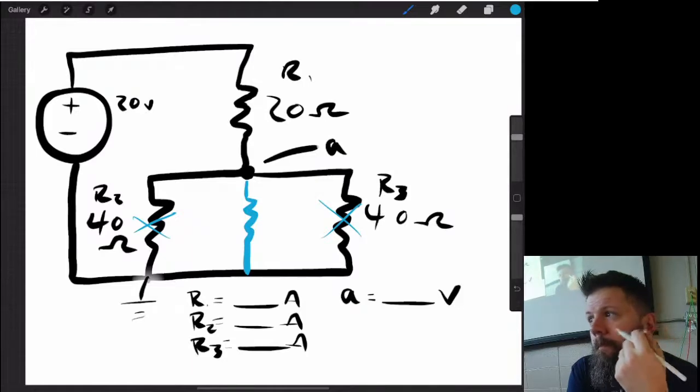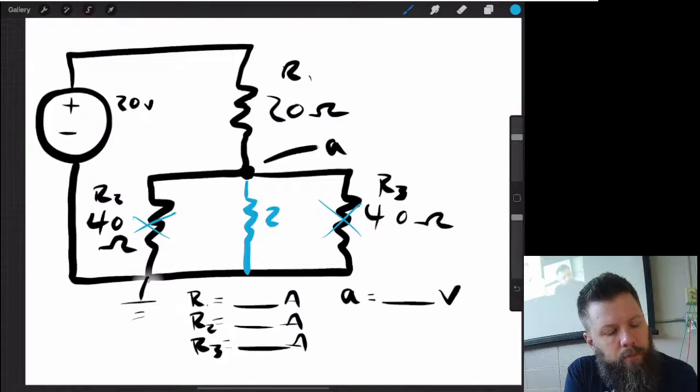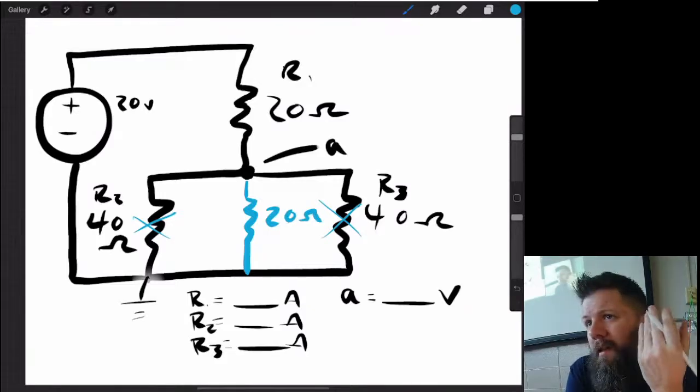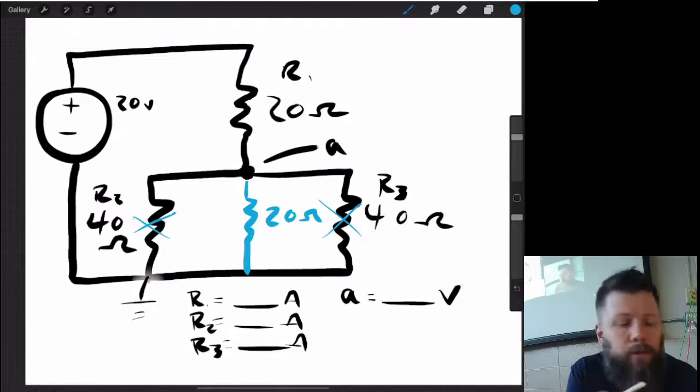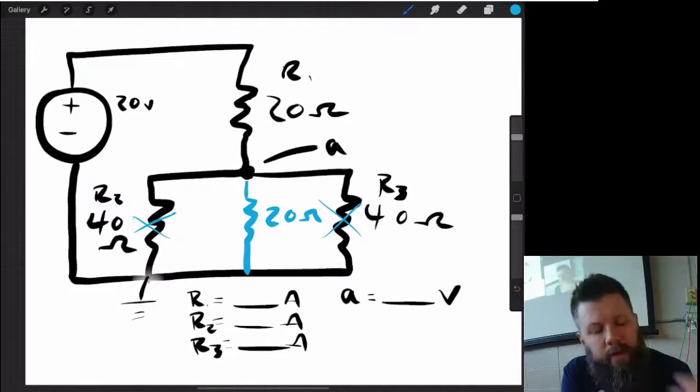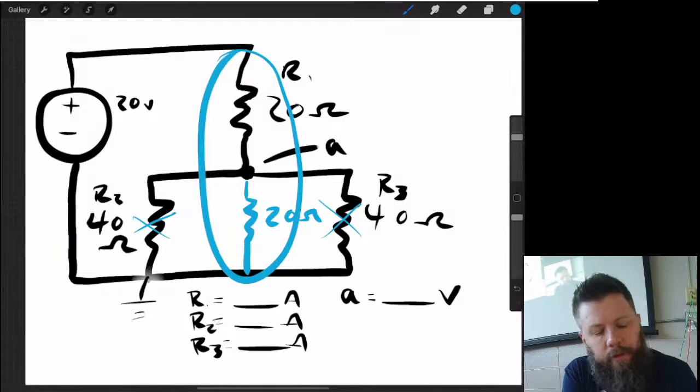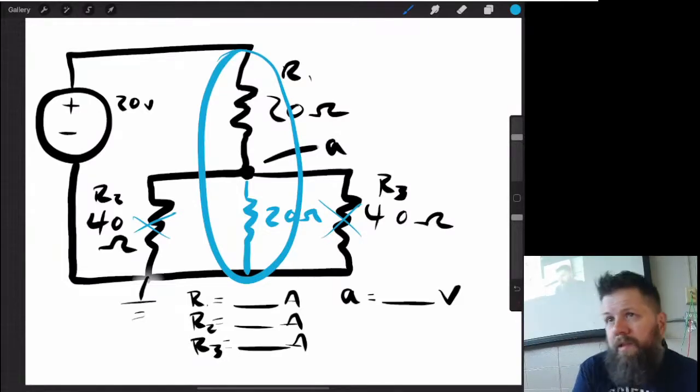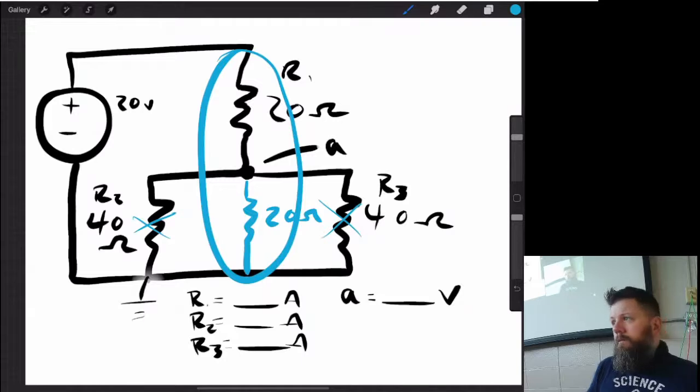It's gonna be whatever that is divided by 2. So if I got two 40s in parallel, what does that equal? 1 over 40 plus 1 over 40, and then 1 divided by that, right? So that's going to be equal to 20. Everybody got that? So those two resistors are going to equal 20 together. And then now I can add those two together. So I got a total resistance of the network of 40 ohms, correct? I got 20 in series with 20.